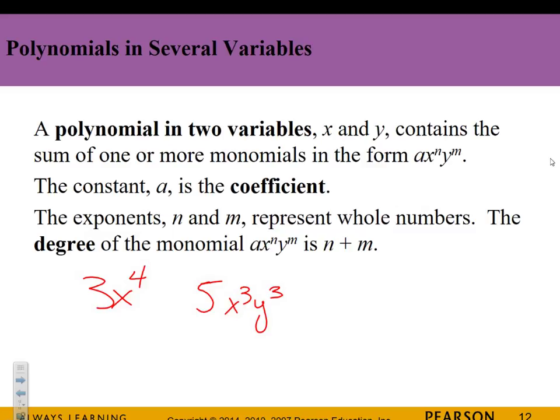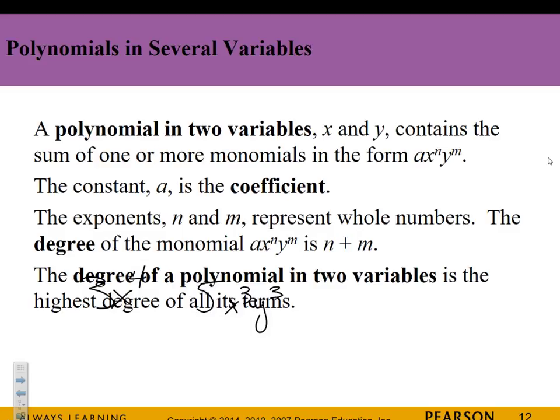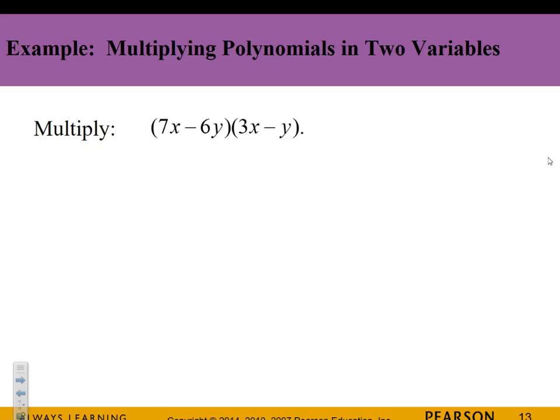Which has the higher degree? This guy does, because the degree would be the sum of all of the exponents there. So the degree of this bad boy is 6. Okay? So be careful with that. Be careful with that, please. What did that say? Degree of a polynomial with 2 variables. Yeah, what I just said.